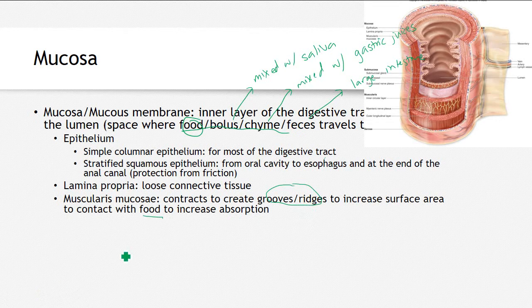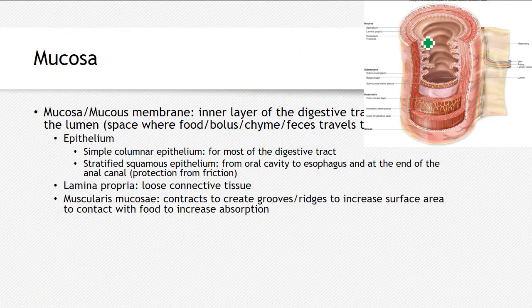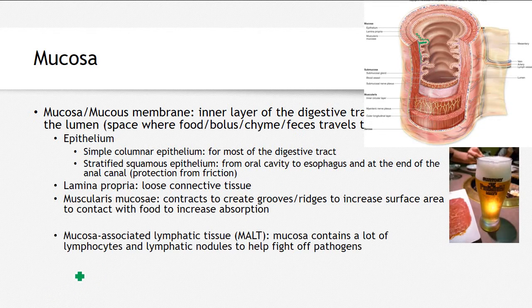And you see this on this picture here. It's a little bit hard to see, but the very outer layer is the epithelium. Then the majority of this is going to be the lamina propria, and then a small layer that's the muscularis mucosae. And we know that the mucosa has lymphatic tissue in it, and that's what makes it the mucosa-associated lymphatic tissue. Because of the food that we're ingesting, it might contain a lot of pathogens, so we have the MALT here to help combat that.